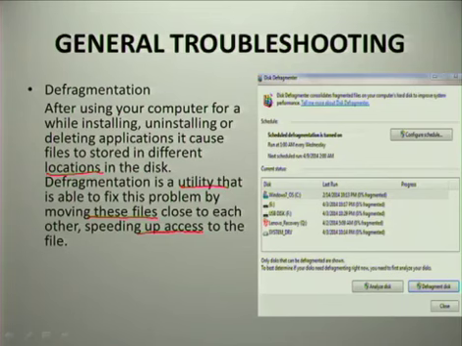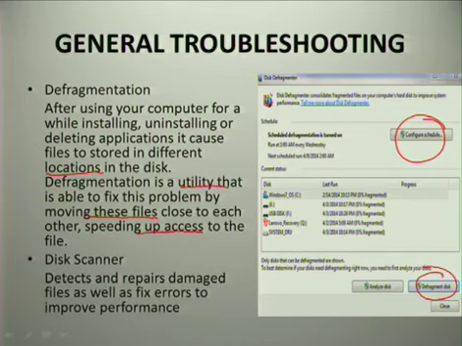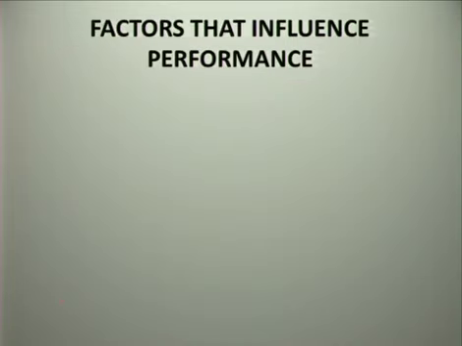Now, if you go to your disk defragmenter, this is what you'll be able to see, and then you'll be able to choose and defragment your disk. You can see here, you can configure some schedules, and then you can start defragmenting your disk. Now moving on to disk scanner. What a disk scanner does is it detects and repairs damaged files as well as fixes errors to improve performance. Now let's look at what factors influence the performance of your computer.